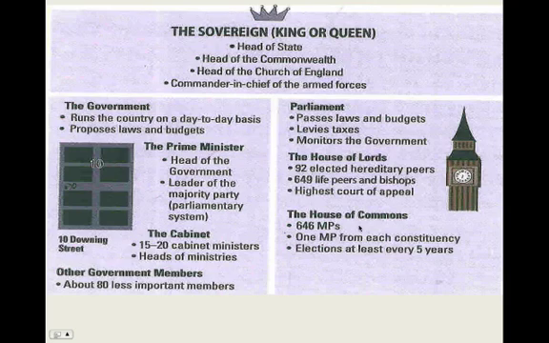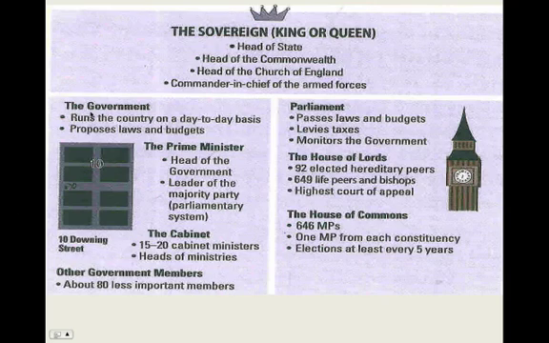Now, the House of Commons, this is, you know, where the real power is. You have 646 MPs, Member of Parliament, and one Member of Parliament from each constituency, also valgkrets, and as I said earlier, they have elections at least every 5 years.